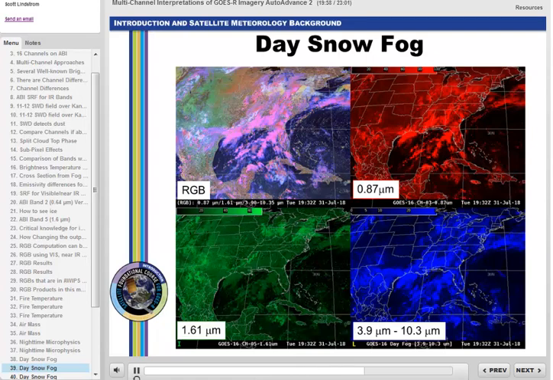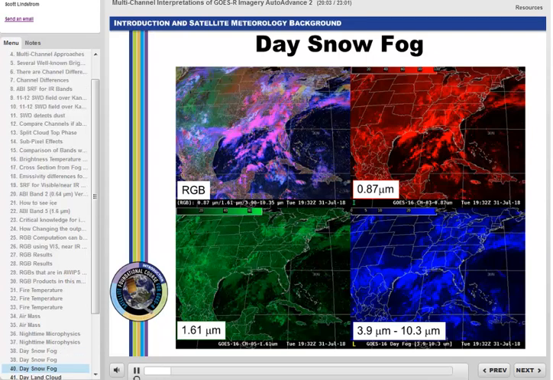Additionally, a gamma of 0.59 is applied to all three components. This emphasizes the low end of the scales. Here's what the RGB looks like with gamma equal to 1 rather than 0.59.